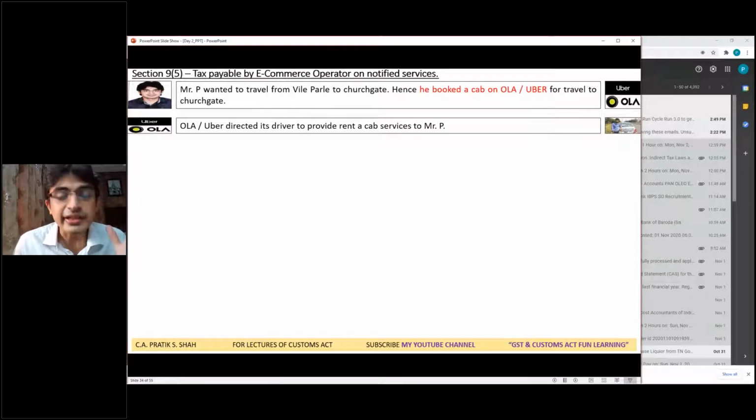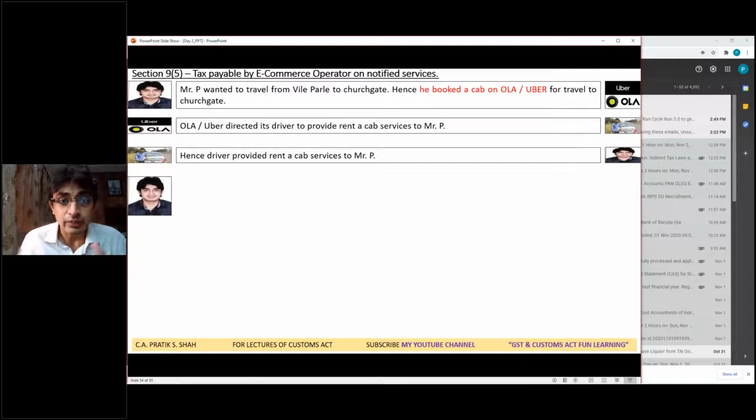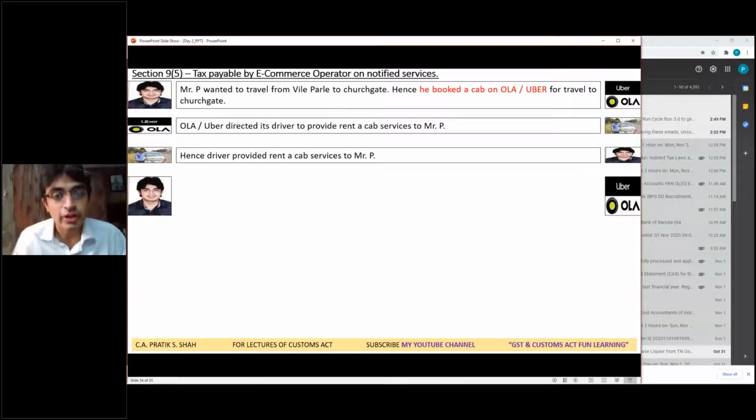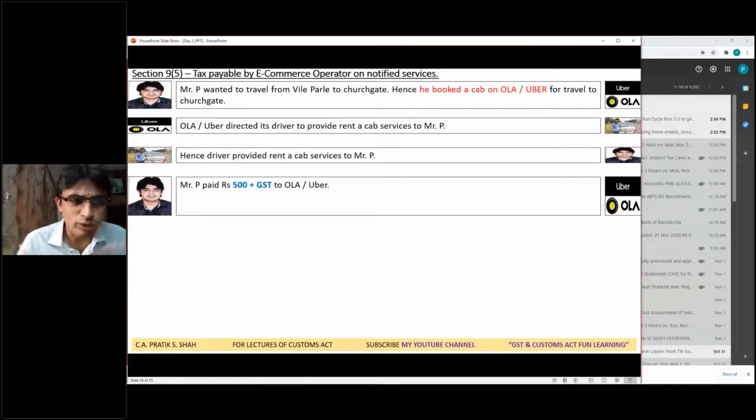Now, Ola sends its driver to provide rent-a-cab services. Ola will not come itself. Ola will send the driver to provide the rent-a-cab to me. So the driver came, he picked me up and we traveled, within Mumbai.